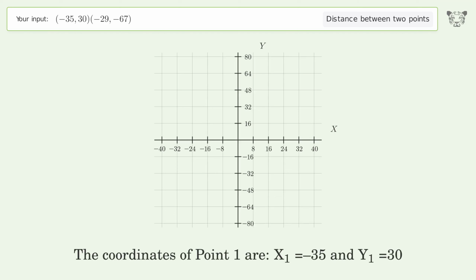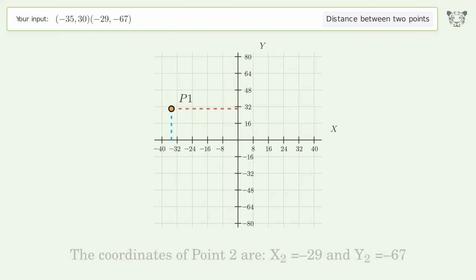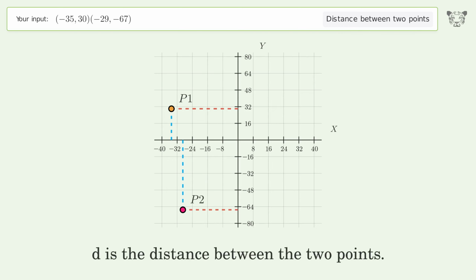The coordinates of point 1 are x1 equals -35 and y1 equals 30. The coordinates of point 2 are x2 equals -29 and y2 equals -67. D is the distance between the 2 points.